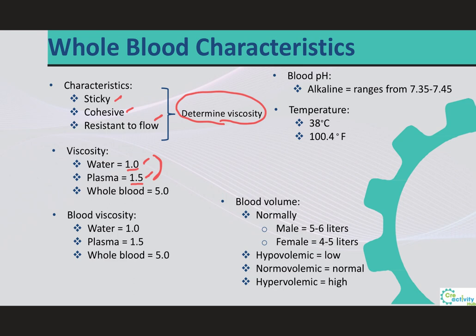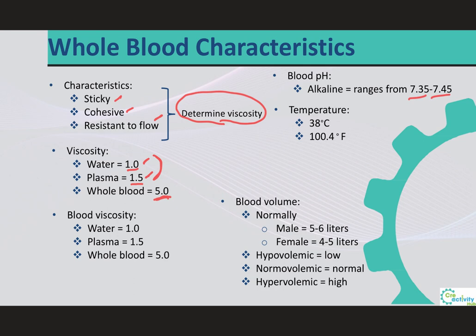The viscosity of whole blood is actually 5, therefore more than 3 times the viscosity of plasma alone. And this is because the interactions between the water molecules and the formed elements is what raises the viscosity from around 1 or 1.5 all the way up to 5. With regards to the pH, the blood has an alkaline pH that fluctuates between 7.35 to 7.45, and a temperature that is going to be slightly higher than the core body temperature.